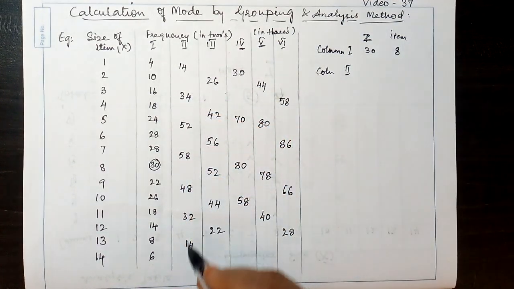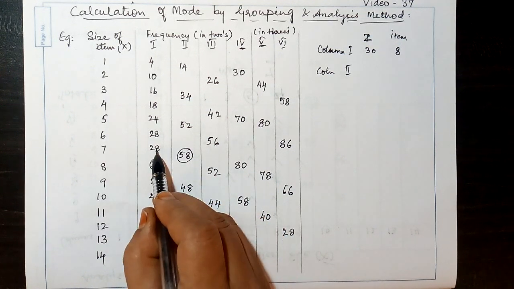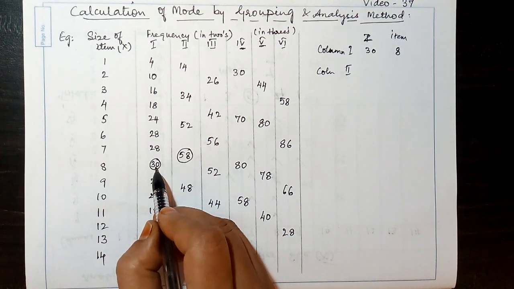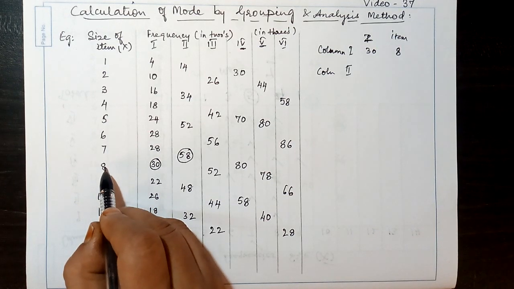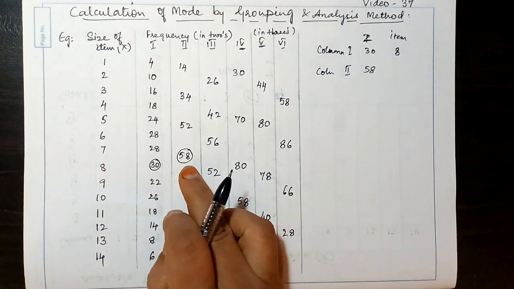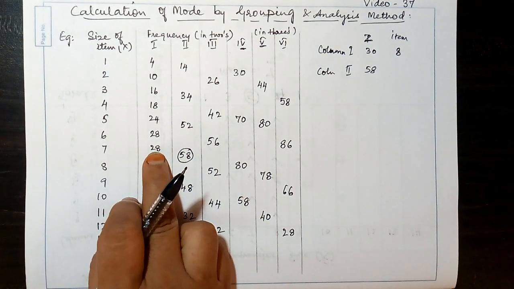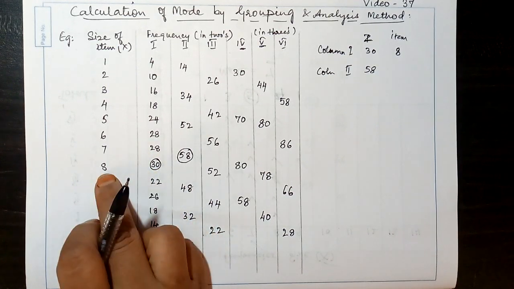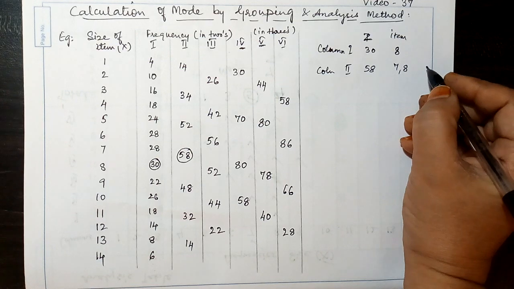Column 2, the maximum is 58. How did we get 58? By adding 28 and 30. What is the size of the items? 7 and 8. Okay, so let's write down this 58 over here. How did we get 58? By adding 28 and 30. 28 refers to item 7, 30 is item 8. So we will write here size of the items 7 and 8.